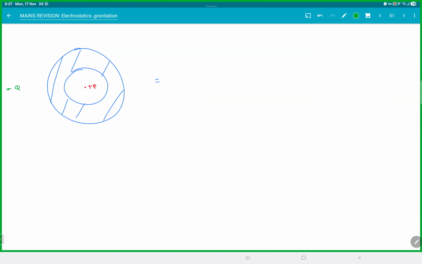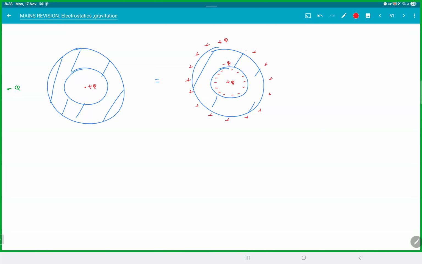There'll be two induced charges here actually. You can split this into two parts. This plus Q inside will induce a uniform charge distribution of minus Q. And because the outside shell is neutral, you'll also induce a plus Q on the outside surface. All this will be uniform because the charge is exactly in the center.